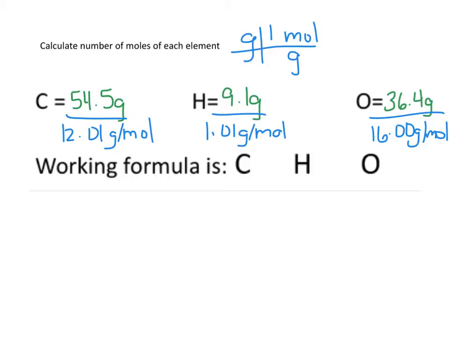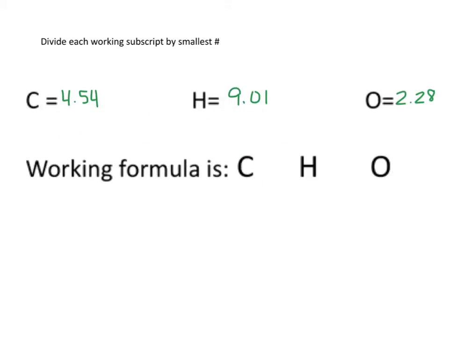Okay, when I do that division, 54.5 divided by 12.01 gives me 4.54. For hydrogen, I get 9.01. And for oxygen, 36.4 divided by 16 is going to give me 2.28. So in some cases, you might see this written as a mole ratio. Now that we have everything in moles, remember that the reason we use moles is because we're trying to put everything element-wise on the same playing field. So we're taking into account how big those atoms are and how much they weigh.